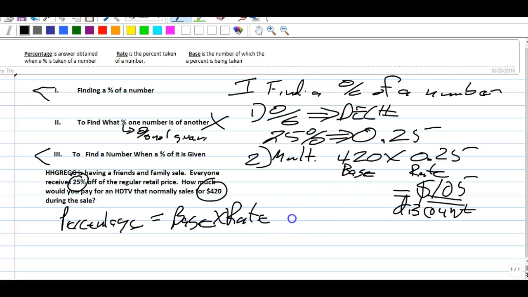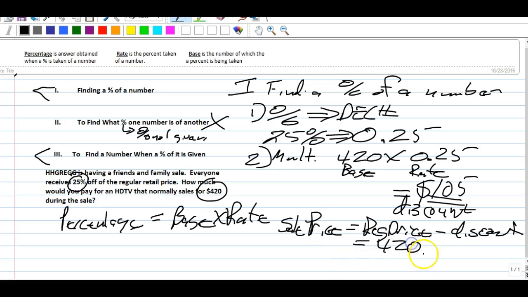So to find the sale price, the sale price is equal to the regular price minus the discount. So the sale price would be equal to $420 minus 105, which would be equal to $315. So that's the amount that you actually pay for the HD TV during the sale.